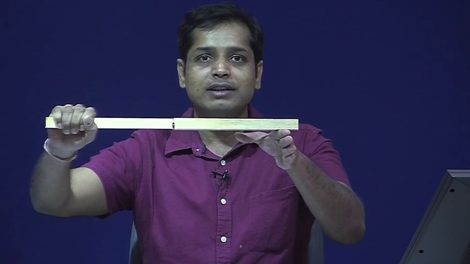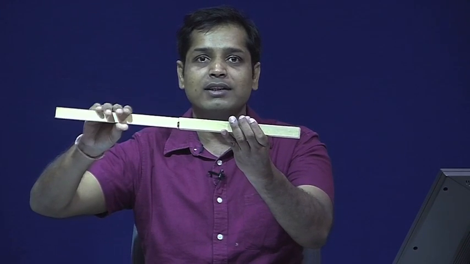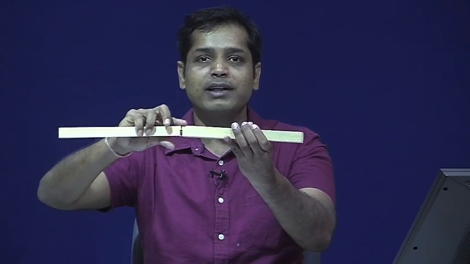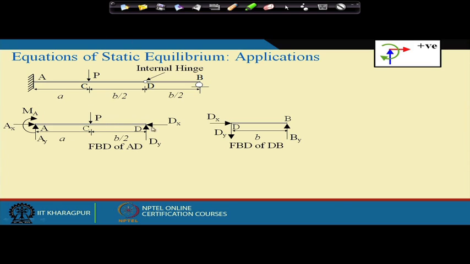Now, what we do is we decompose the structure, we divide the structure into two parts. One is this part and another one is this part, and the connection between these two parts is a hinge, which cannot provide any resistance against rotation. So, since this cannot give any resistance to rotation, there will be no moment here. That is the characteristic of a hinge support or pin support. This is the free body diagram for this part, and similarly the free body diagram of this part is this.